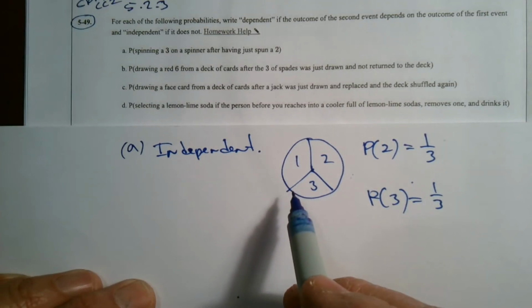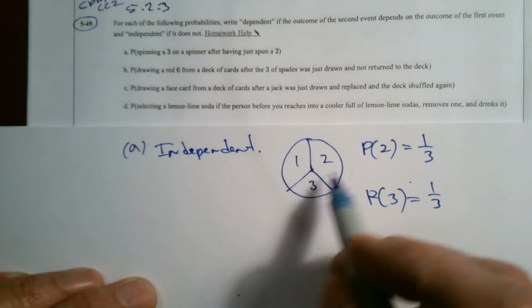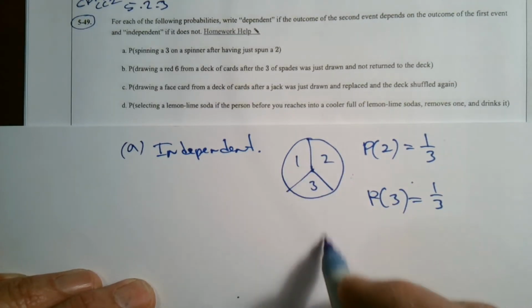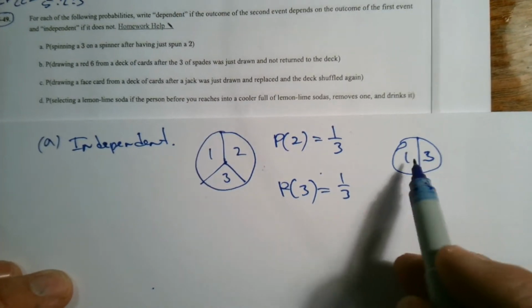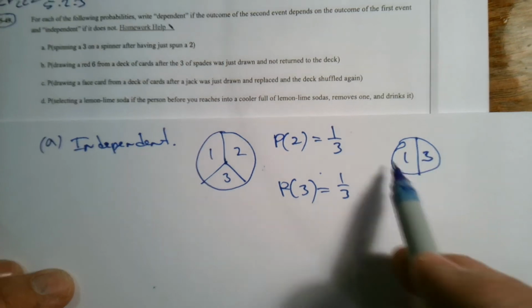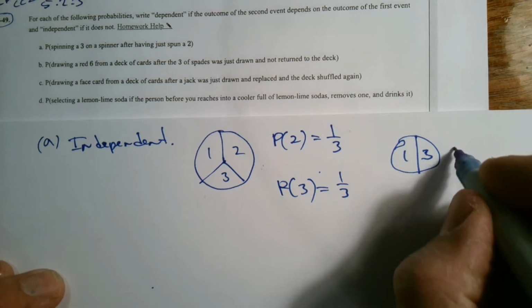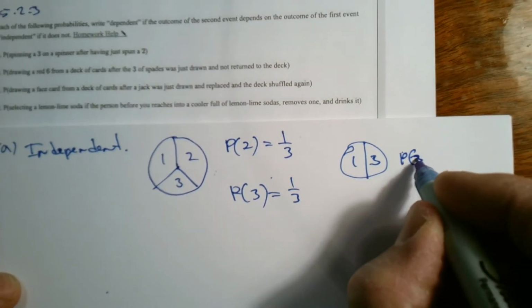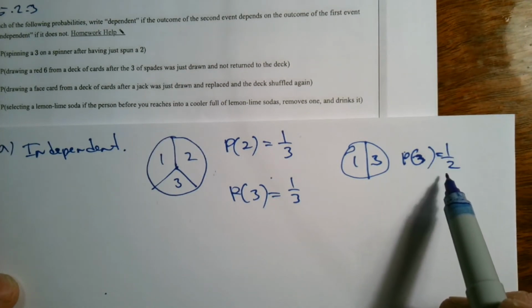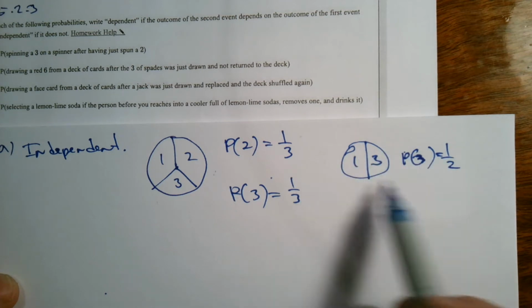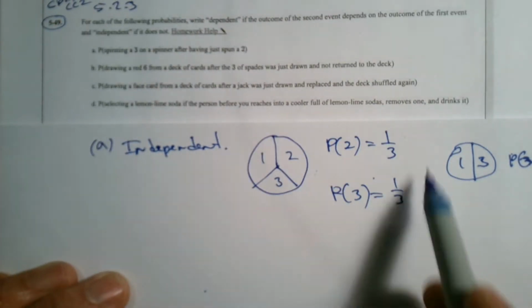What would make it dependent? What would make it dependent is if when I spin and I get a 2, I then remove the 2 from the spinner. Then my spinner becomes only a 1 and a 3. Now my probability changes because there are only 2 possible outcomes, so the probability of getting a 3 this time would be 1/2. In this case, it would be dependent because it depends on what is being removed. But as is, it's only independent.